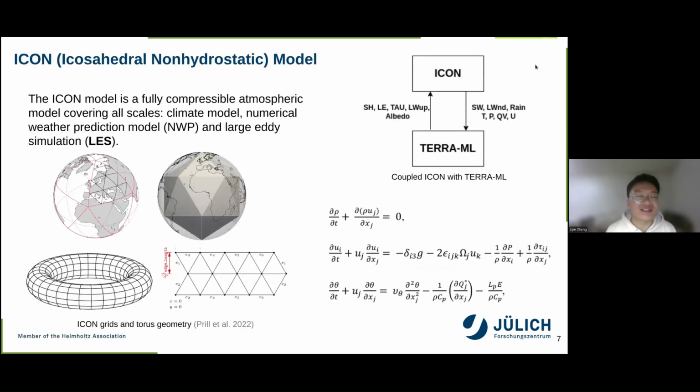First of all, this is the icosahedral model. Based on its name, icosahedral basically describes our Earth in 20 faces. This model is a fully compressible atmosphere model covering all scales, from climate models to numerical weather prediction models and to large-eddy simulations.